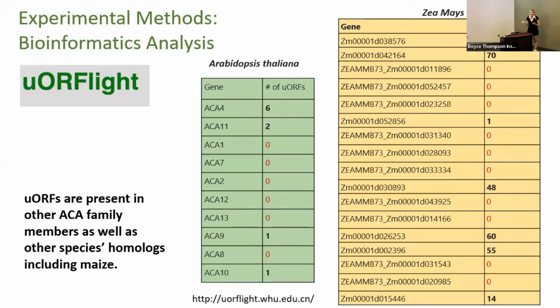One possible explanation of this is that the uORF Flight program utilizes certain criteria set by the website creators, and they only take into account ATG start codons, although alternative start codons for uORFs have been found to exist. Additionally, there are as many as 83 uORFs predicted for maize, which is highly unlikely. So I can't take this information as 100% accurate, although I do feel it is safe to say that uORFs are likely present in other ACA Arabidopsis members, as well as maize homologs.